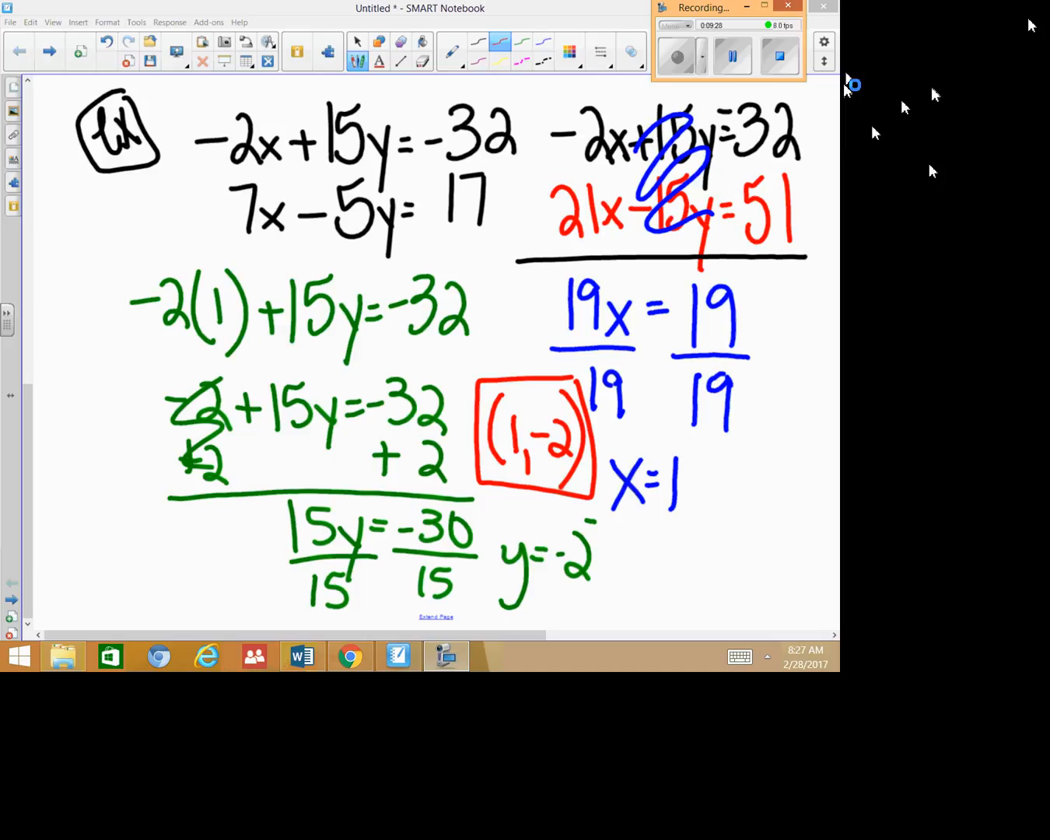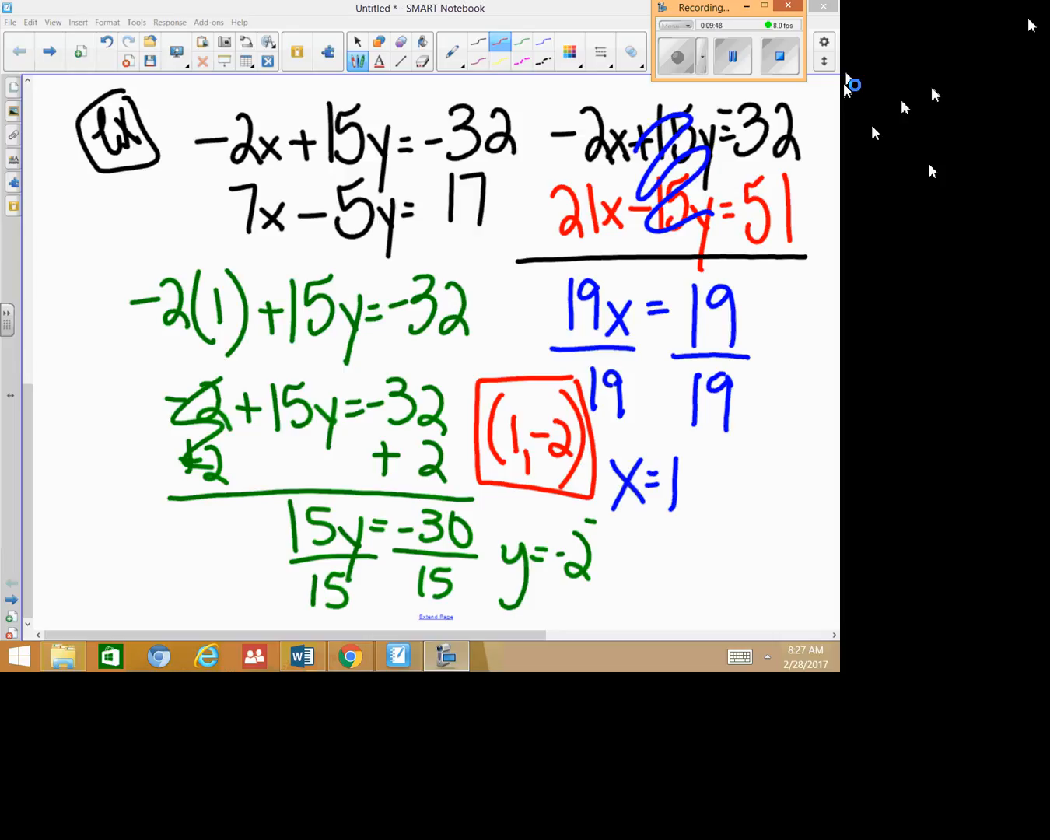Questions on this one? X and then Y? Yeah, X first. Alphabetical order. Both times I found X first, but that doesn't have to be the case. You can find Y first. It doesn't matter which letter. It's whichever one works out easiest.